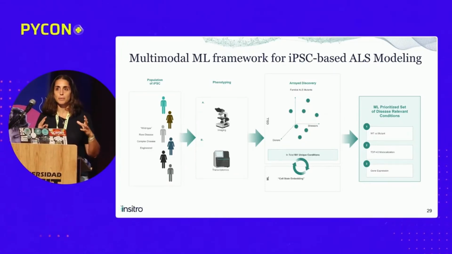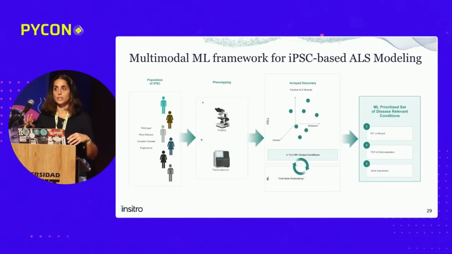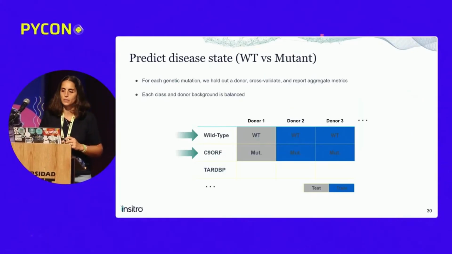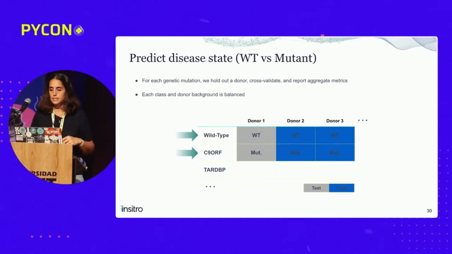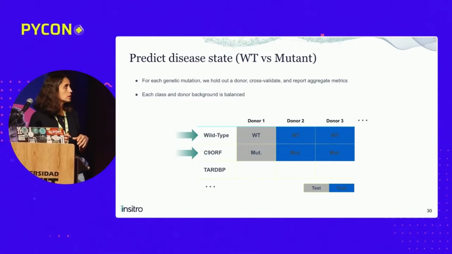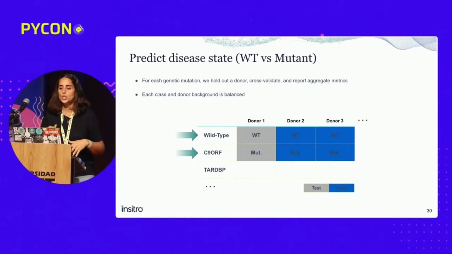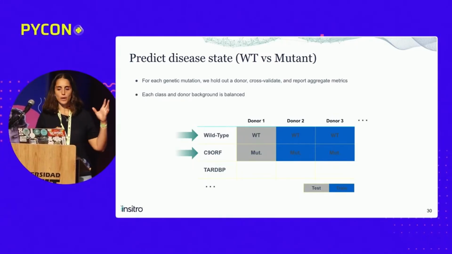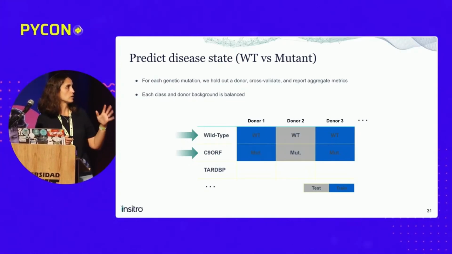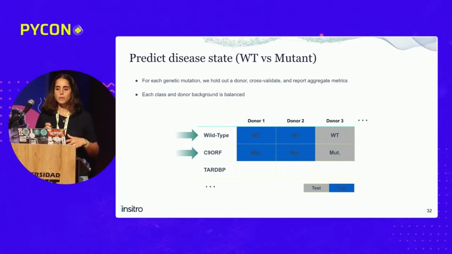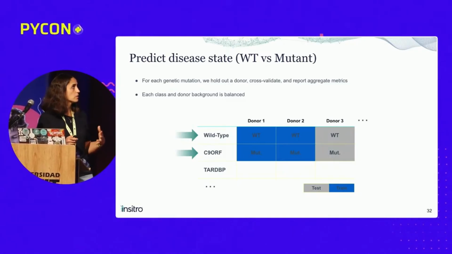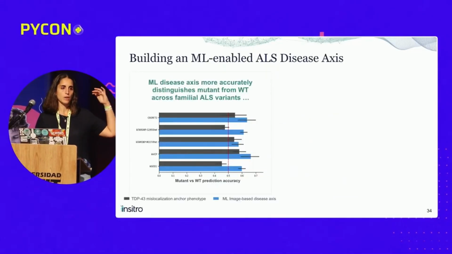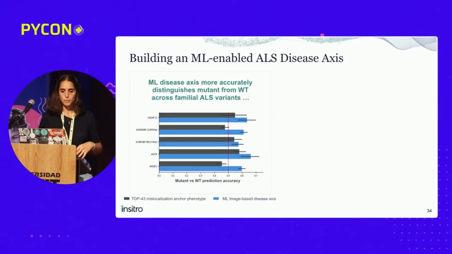We try to predict the transcriptomics, so the gene expression, from the morphology. In the first biological credentialing task to predict disease state, we define that by the ability to classify, so we build a classifier from mutant to wild type. For each genetic mutation, we held out one donor and we cross-validate. Then we make sure each class and the donor background is balanced. We do the same thing across the mutations, because we have the cell models for different mutations.